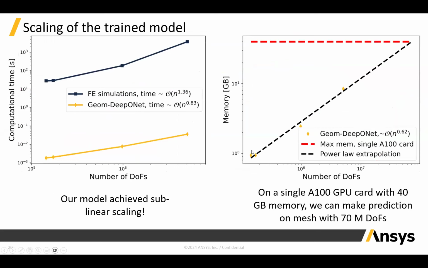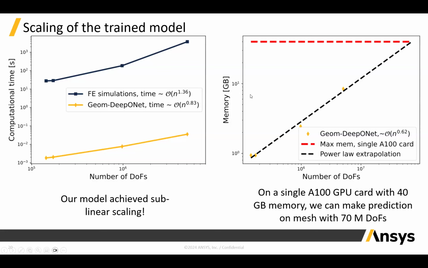Finally, we look at the time scaling of the trained model. We have four different data points from the previous exercise, from our four meshes. We can plot them on a log plot, number of degrees of freedom versus computational time, and look at their asymptotic scaling. The finite element simulation scales about n to the 1.36, which is typical for sparse direct solvers. And for the prediction, the scaling is on the order of n to the 0.83, where n is the number of degrees of freedom in the problem. So we can achieve sublinear scaling in terms of the prediction.